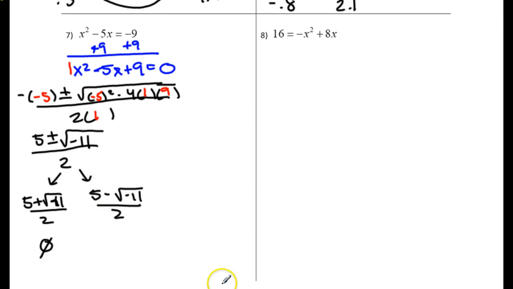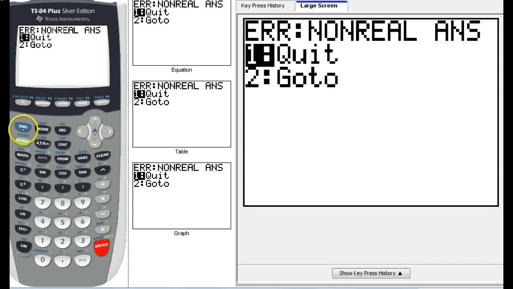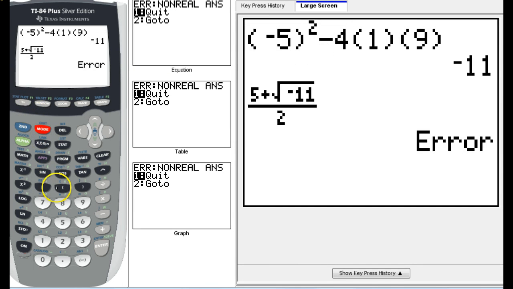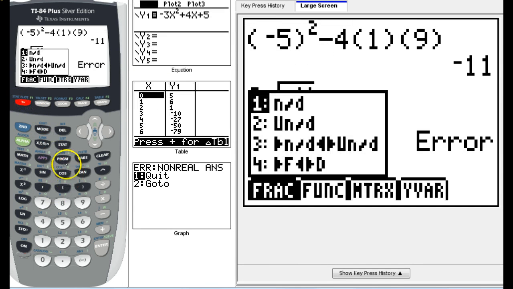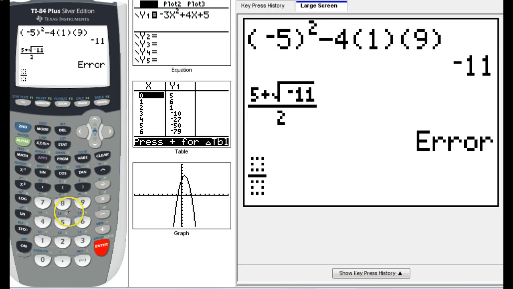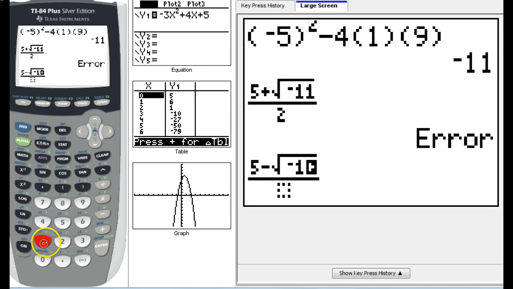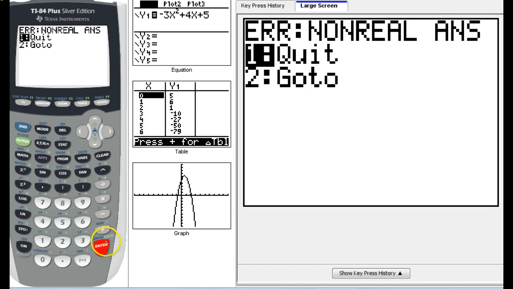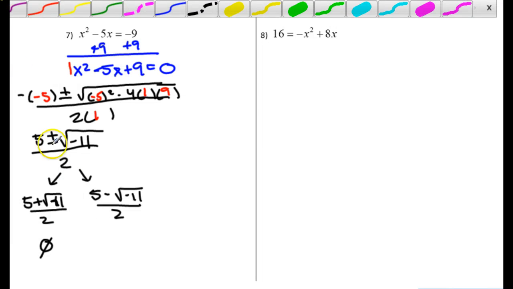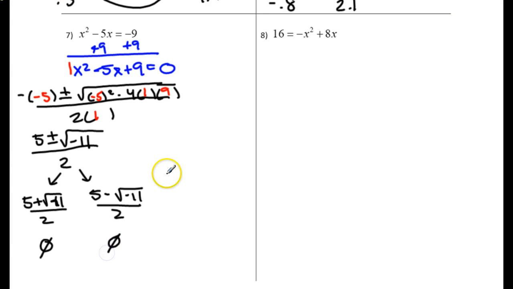Let's go try the one with the minus now. So let's quit that. Alright, let's try this again. Get our fraction, and now it's going to be 5 minus the square root of negative 11, all that over 2. Let's see what we get here. I got another error. So basically, x is the empty set, or there's no answer.